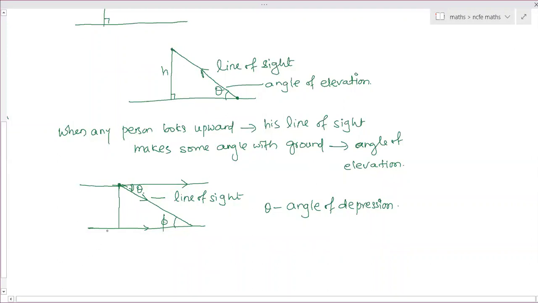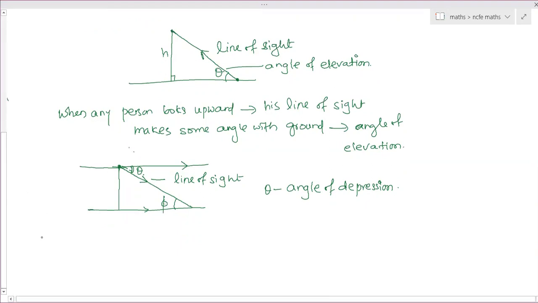Ma'am, the angle of depression is always from a height. Yeah, it's always from a certain height. Then only can you look downwards towards the ground. Yeah. Okay. Now, another point you need to know is about the sun's altitude.